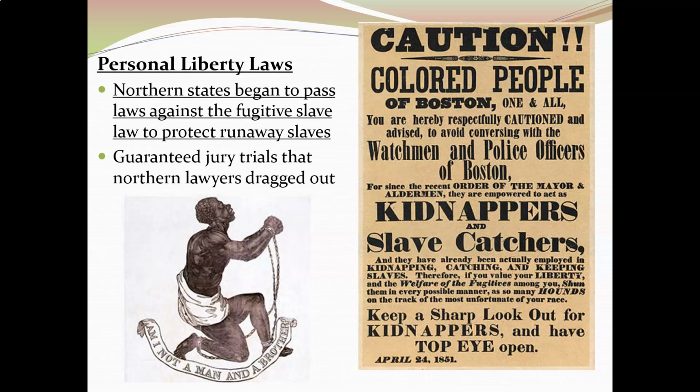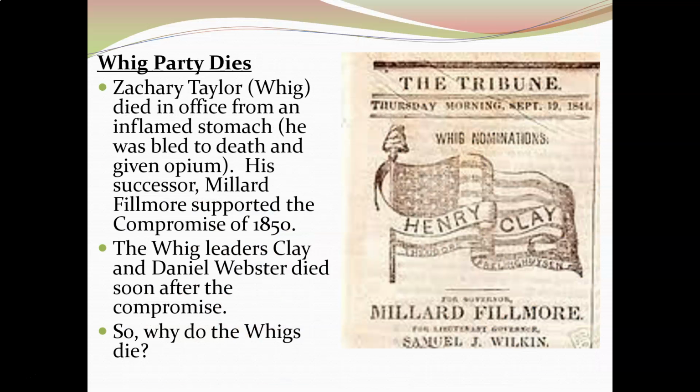Now, that is one of the ways that the North is fighting back. The problem during this time is that the Whig Party is changing, and Zachary Taylor, who was a Whig, died in office from an inflamed stomach. He was bled to death and given opium, just basically the way that they treated him ended up killing him.